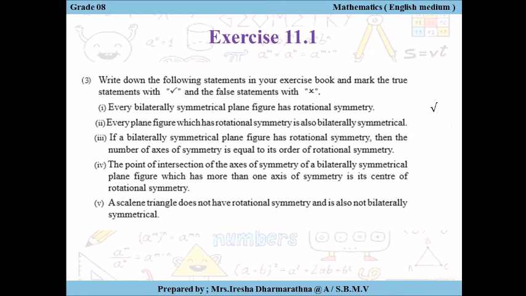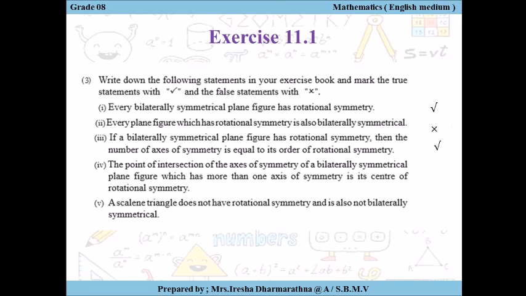Every plane figure which has rotational symmetry is also bilaterally symmetrical. That is wrong. When we get parallelogram, that is not a bilaterally symmetrical plane figure, but it has rotational symmetry. If a bilaterally symmetrical plane figure has rotational symmetry, then the number of axes of symmetry is equal to its order of rotational symmetry. It is correct.